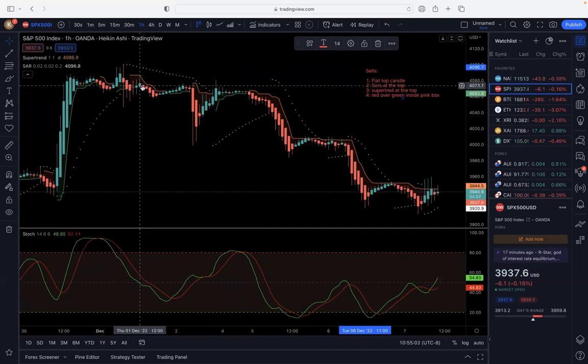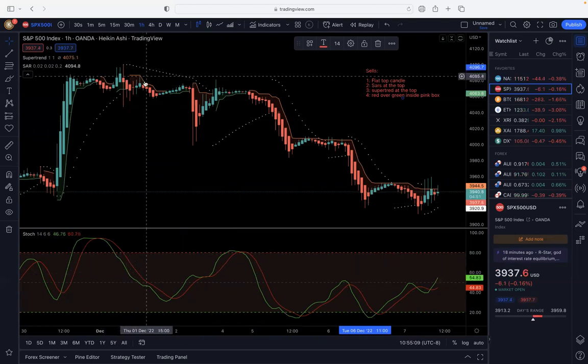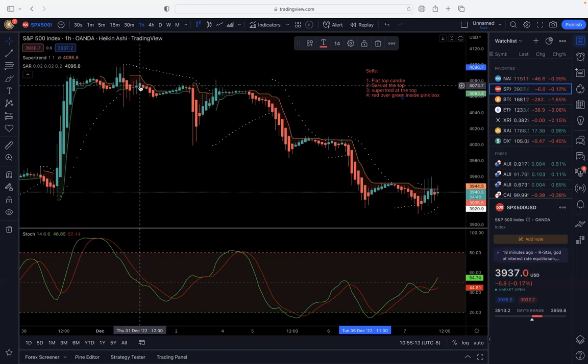We got the flat top, super trend at the top, SARS at the top, red over green inside the pink box. Great sell entry. Where do I put my stops? For now, I mean, go back into KJ Cash Bootcamp and let's look at some pivot levels and let's look at some liquidity and let's look at some order blocks, and we're going to put our stops there. That's just all I'm going to say.